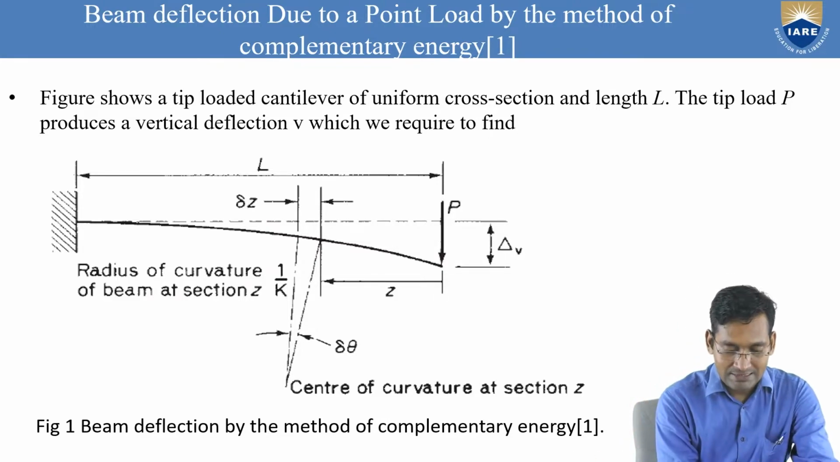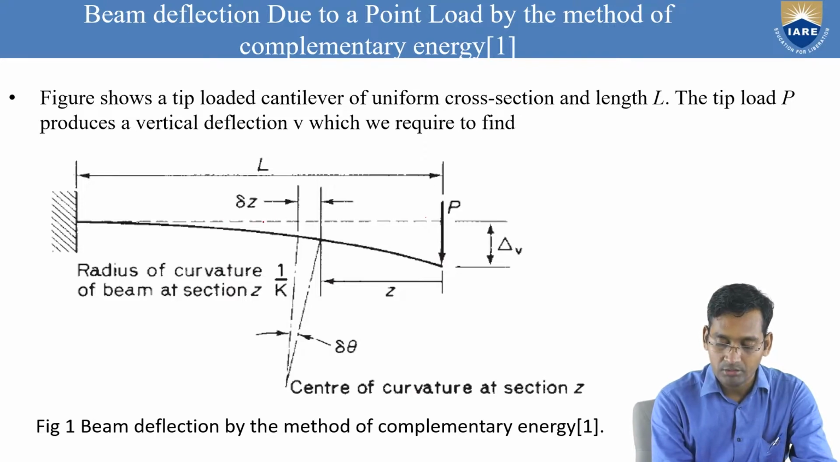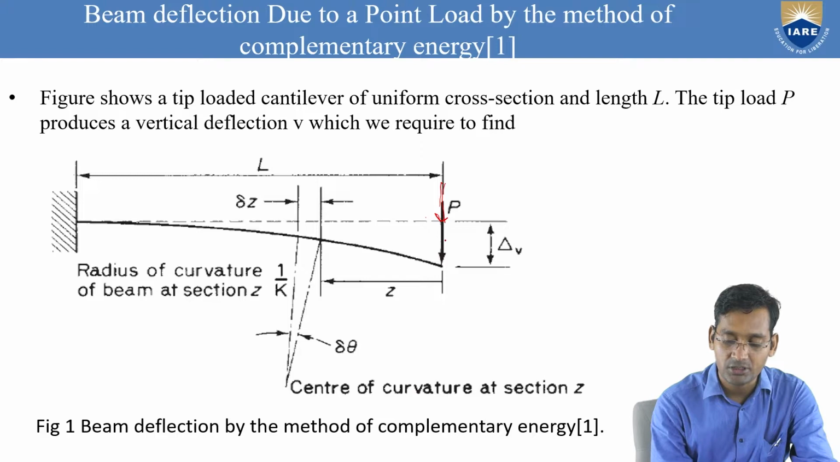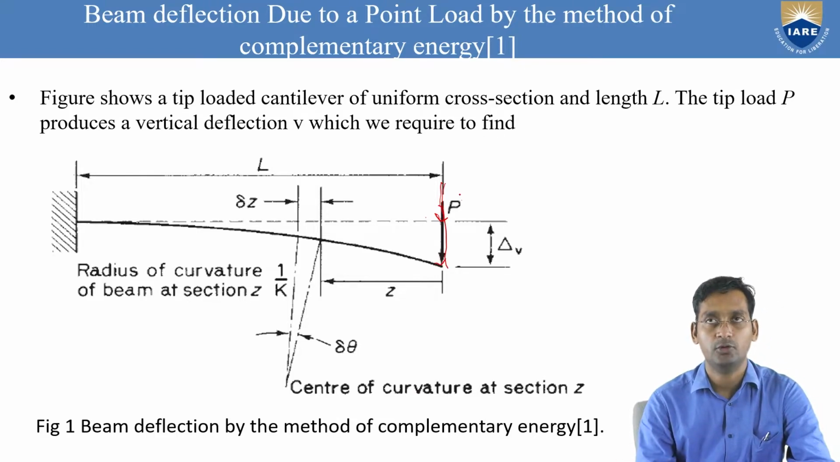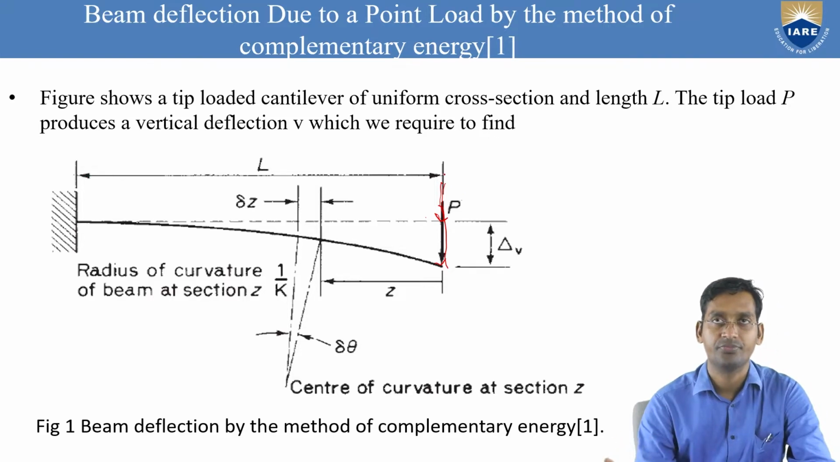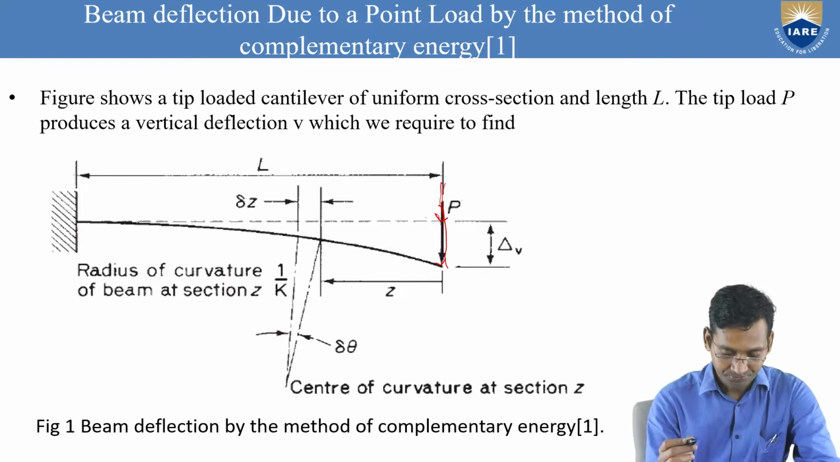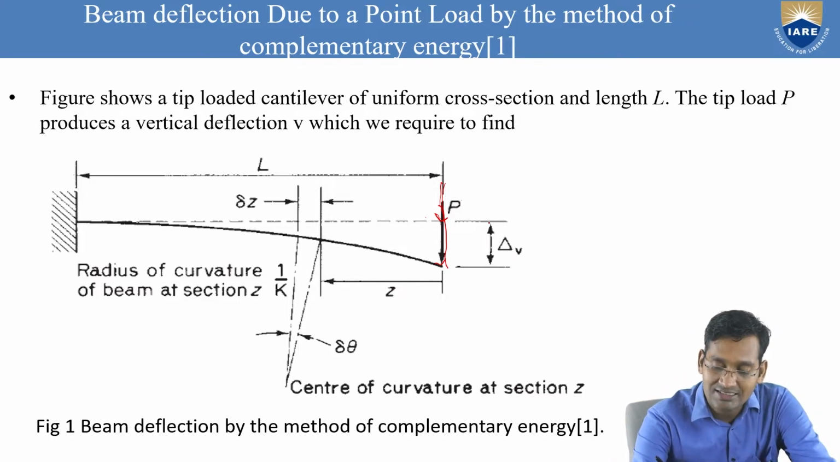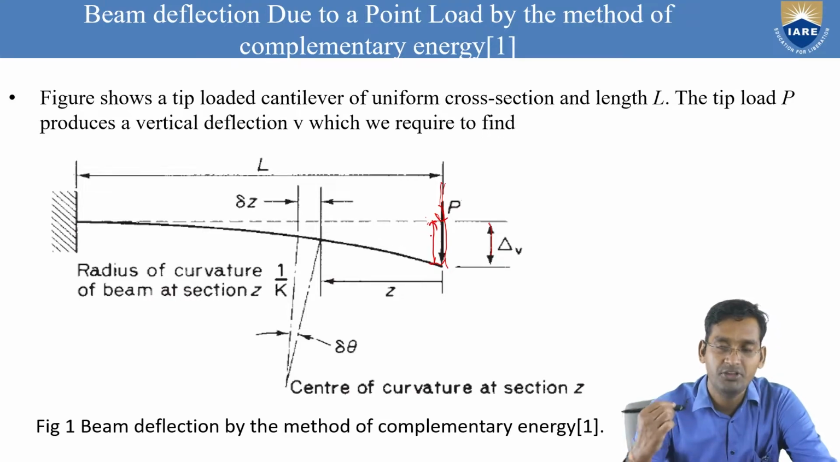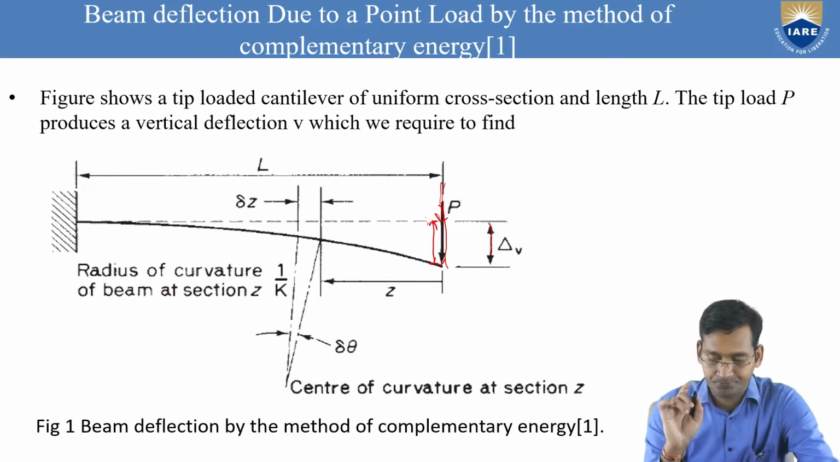Now just see, the dotted one is the original beam, and on the end of that the load P is applied. Once the load is applied, definitely it will bend. So this is the bent part after applying the load P. The length of the beam is capital L. Now we have to find this deflection, how much this delta V is. Actually it should be here, but now it is here. So how much this delta V is, that we have to find.